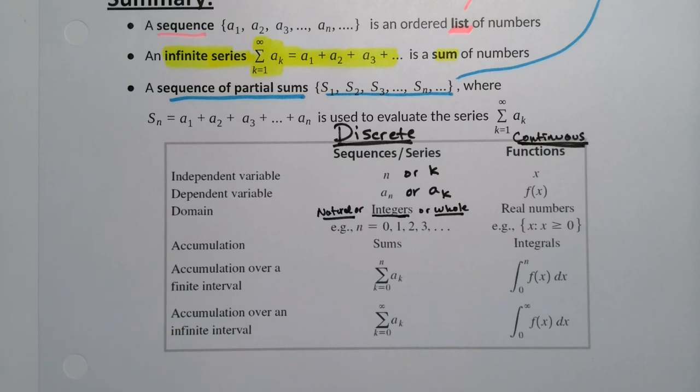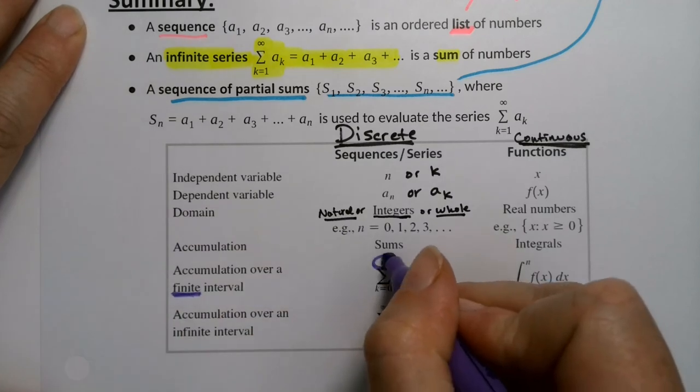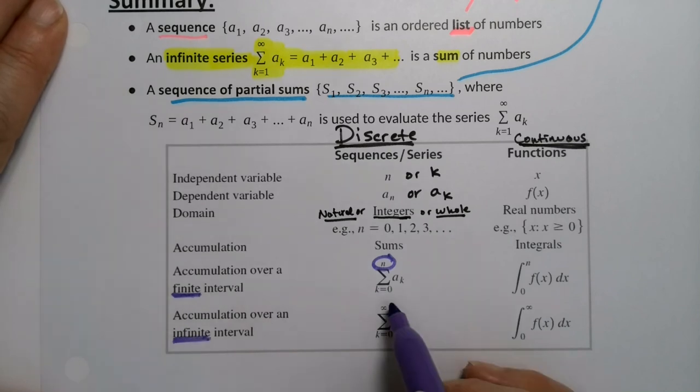And remember, if it's finite, it will have a number up here. It will stop at a particular value. If it's infinite, it will go to infinity.